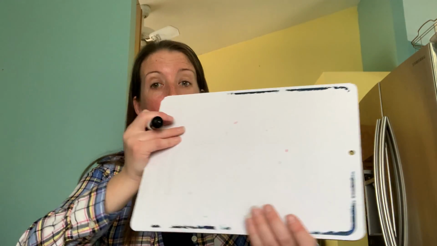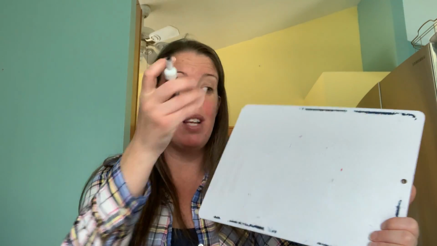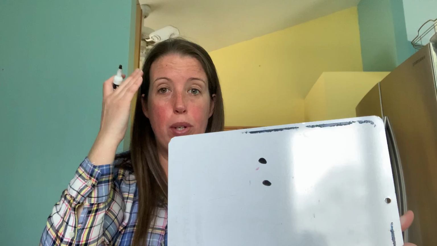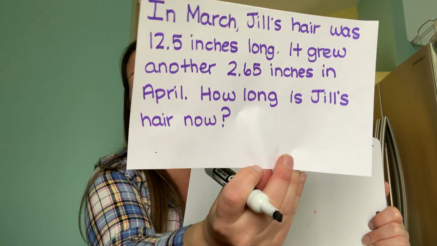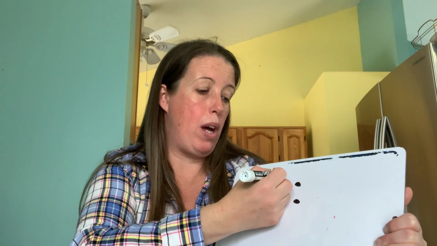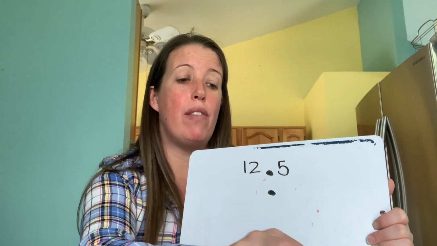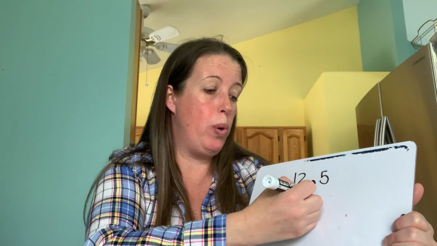So even though I don't have my chart anymore, I still want to practice smart strategies, and I want to put my decimal point first. I can almost see a place value chart even though it's not there. And my first number says 12 5/10 or 12 decimal point 5. Then it says 2 65/100 or 2 decimal point 65.